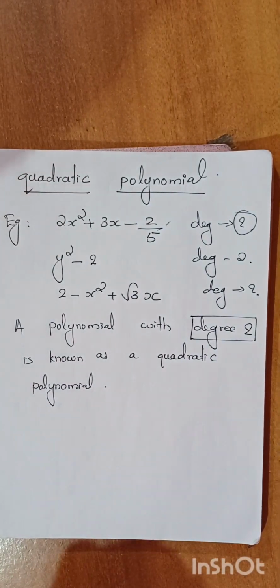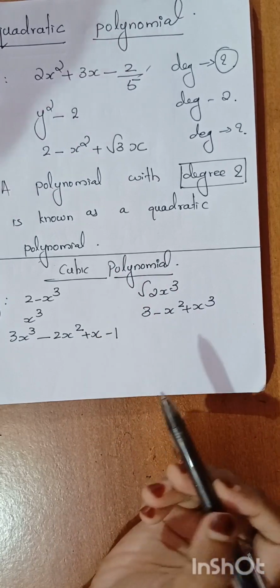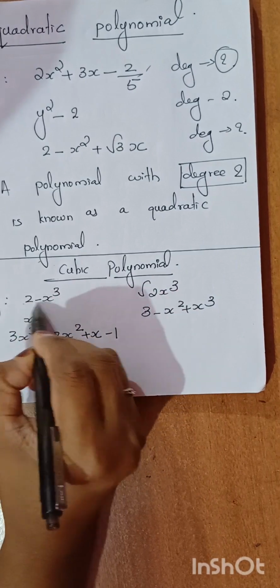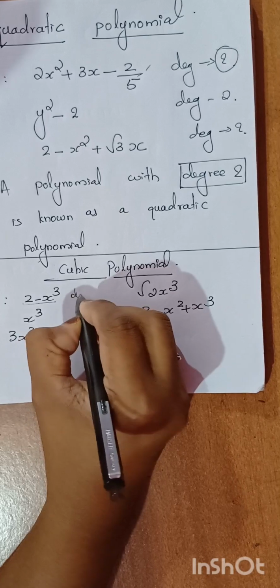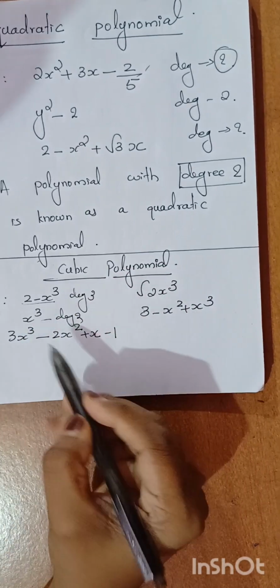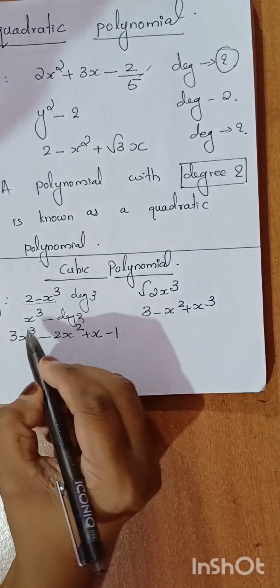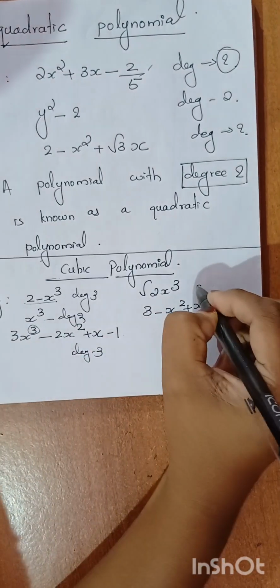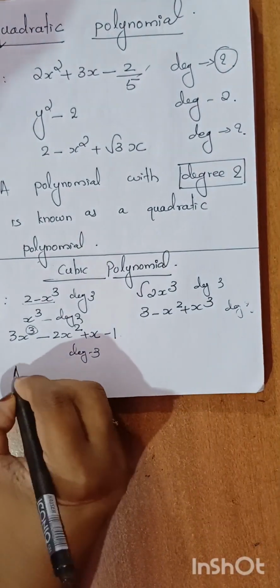Here are the examples. Next we have to study what is known as a cubic polynomial, and consider these examples. Here the degree is 3. Here the variable in this polynomial is x, and the highest power of x is 3. That is the degree is 3 here. Here also the degree is 3. What about this one? x cube, x square, x raised to 1 and x raised to 0. So the highest power here is 3. That is the degree is 3 here. Here also the degree is 3. That is a polynomial.